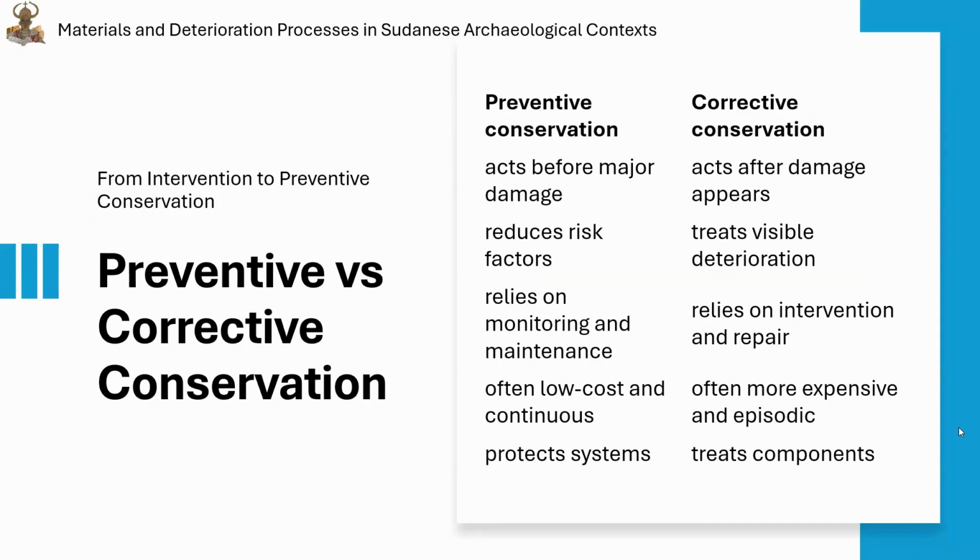Preventive and corrective conservation are both part of heritage care, of course, but they operate differently. Preventive conservation acts before major damage occurs. It tries to reduce the conditions that produce deterioration, and corrective conservation responds to visible damage. It may involve stabilization, consolidation, repair, and treatment. At archaeological sites, these two must work together.